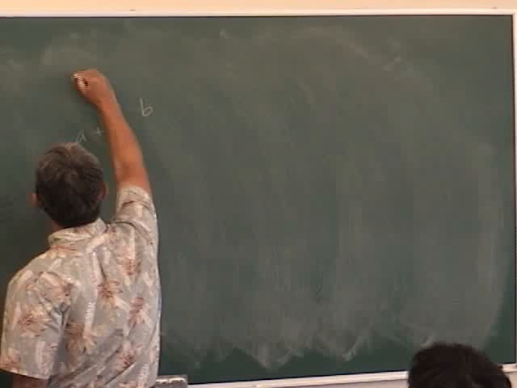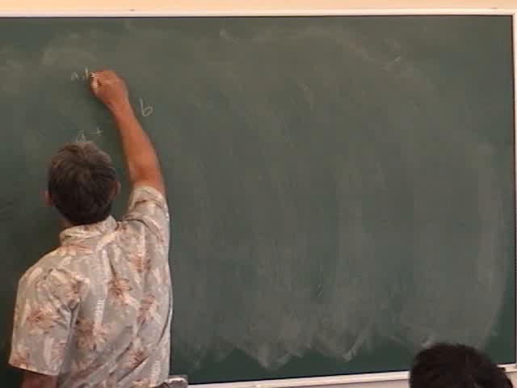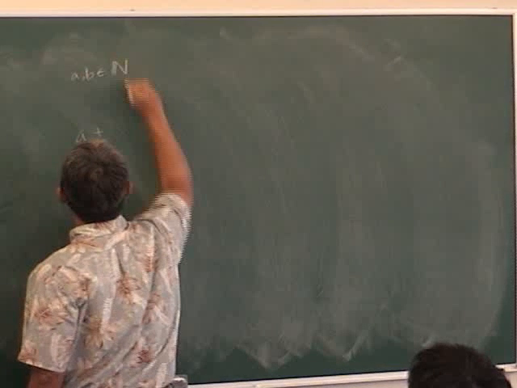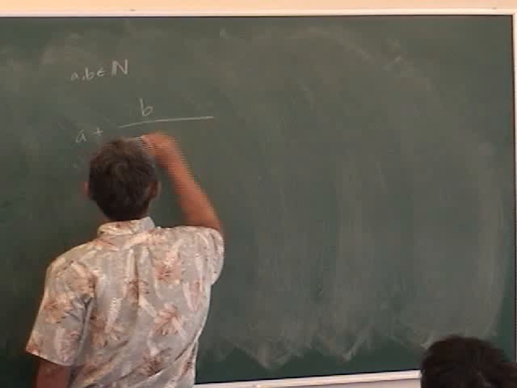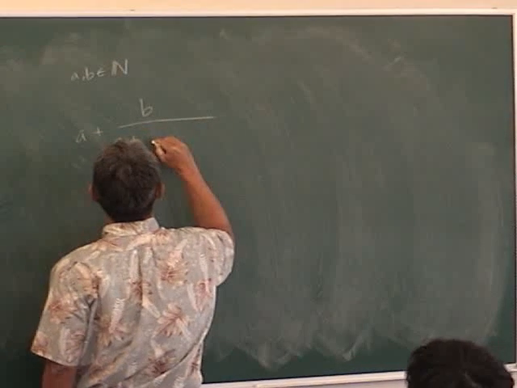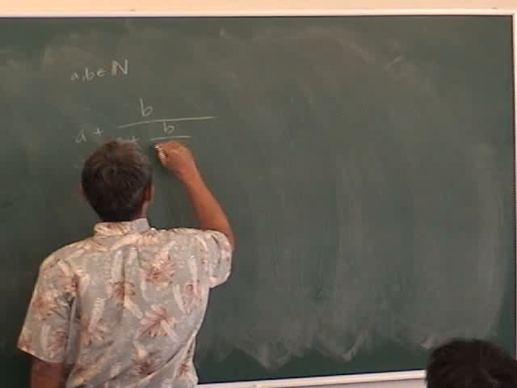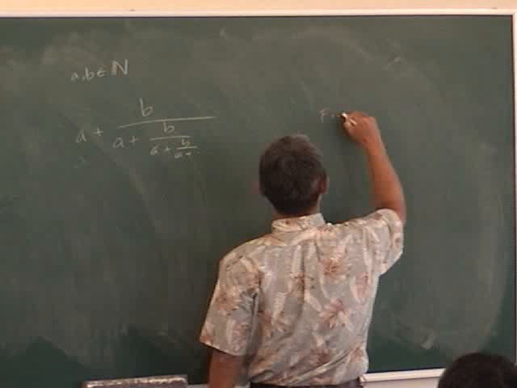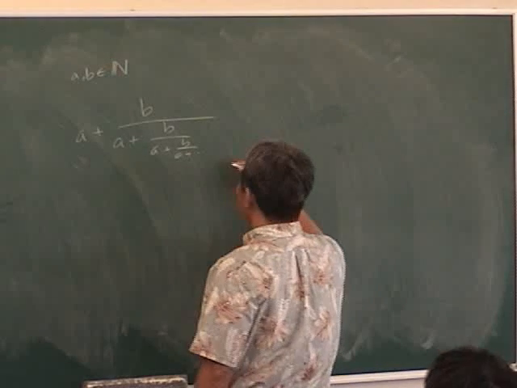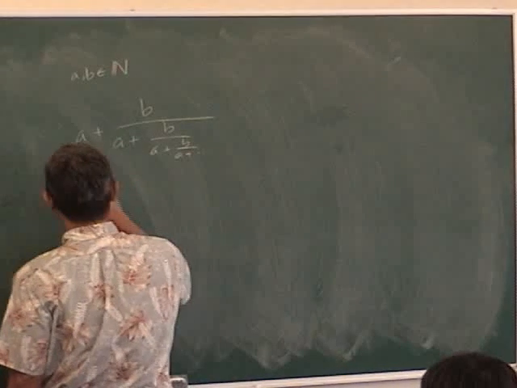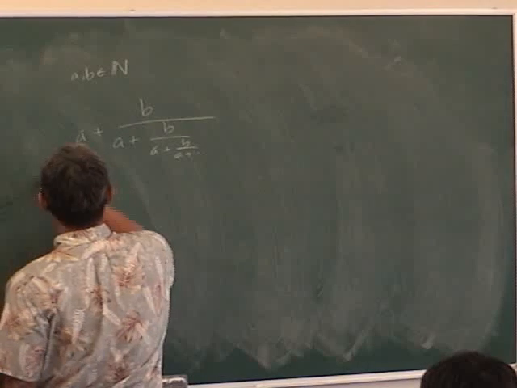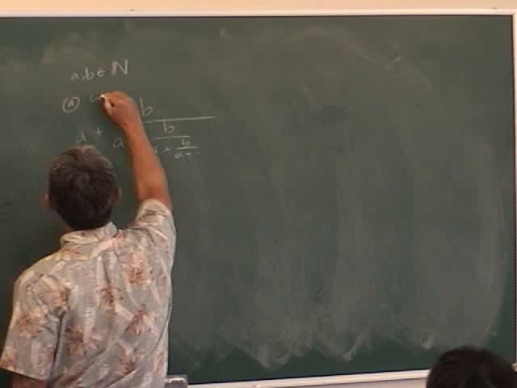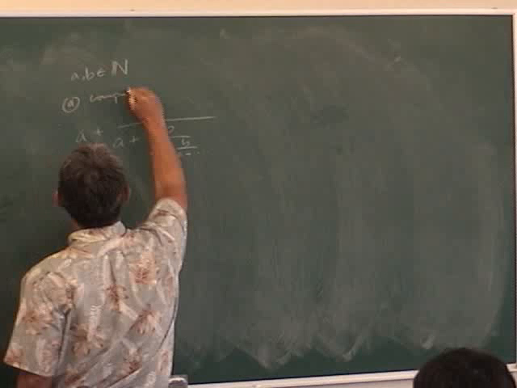Okay, I gave this problem last year. A and B are positive integers. A plus B over A plus B, A plus B over A plus dot dot dot. Okay, first part, there was a part A. Part A, compute this.